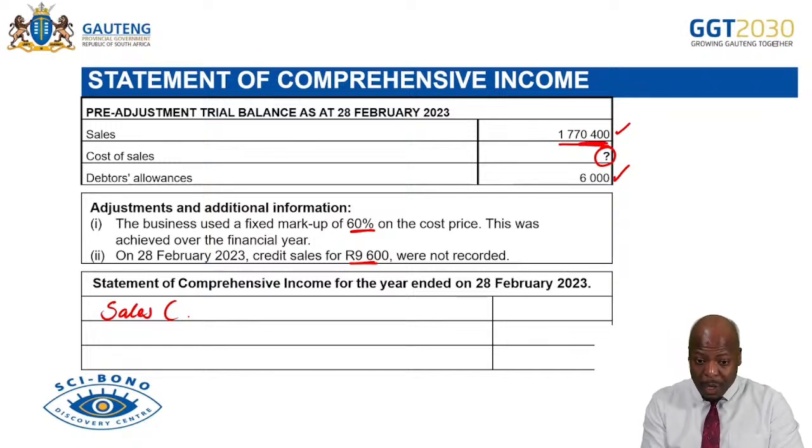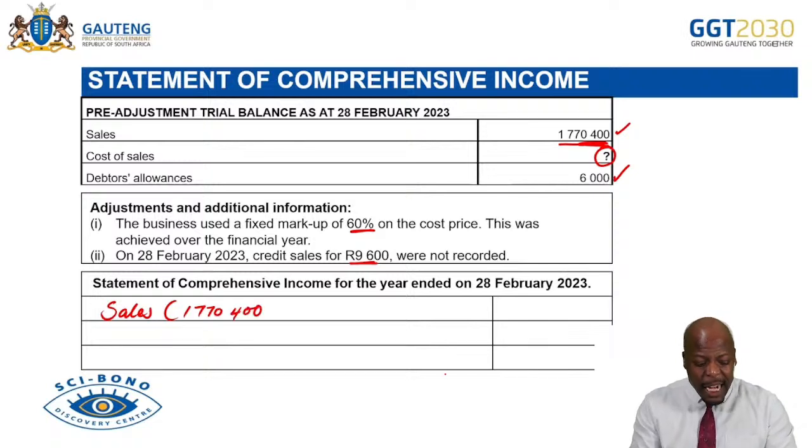So I'm going to take that and I bring it here, 1,770,400. I know that before I do anything, I need to record my debtors allowances. So the first thing I'm going to do, I'm going to come and say minus how much? 6,000 for the debtors allowances. Okay, so we have subtracted our debtors allowances in this case. All right, let's go on to the next aspect.